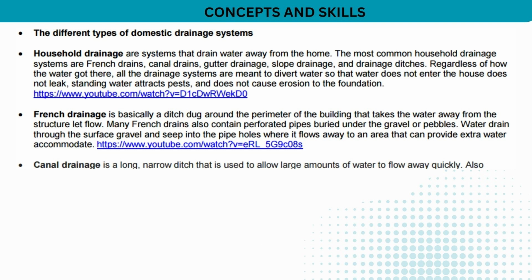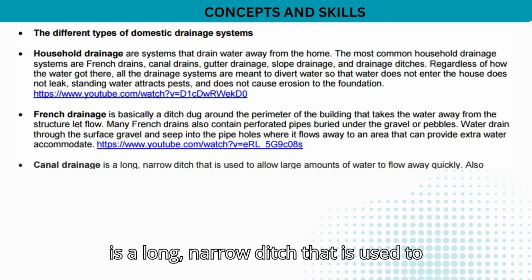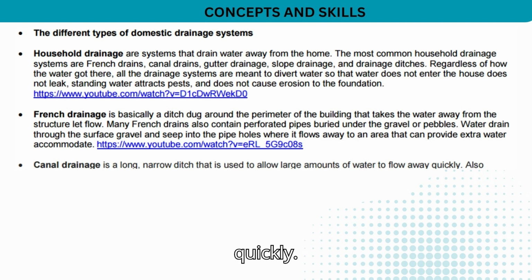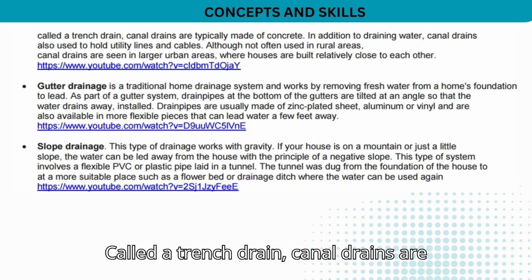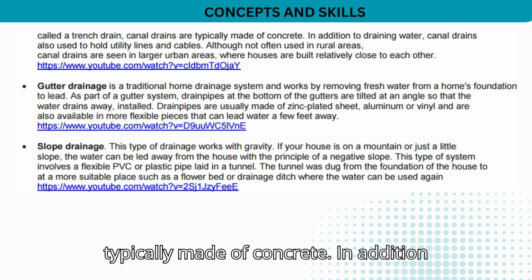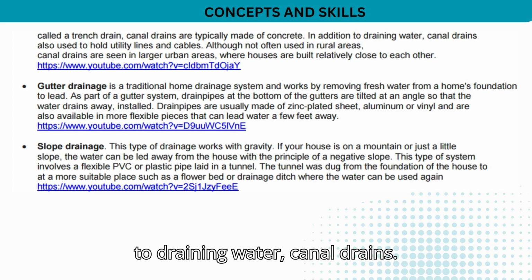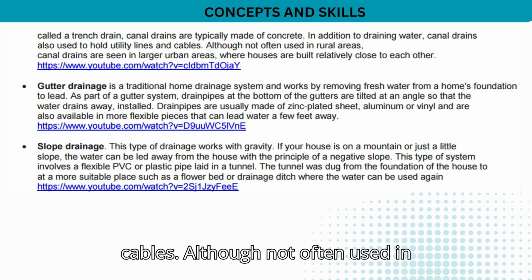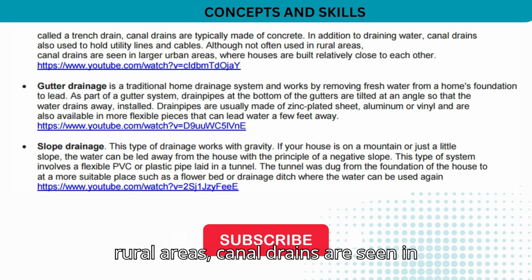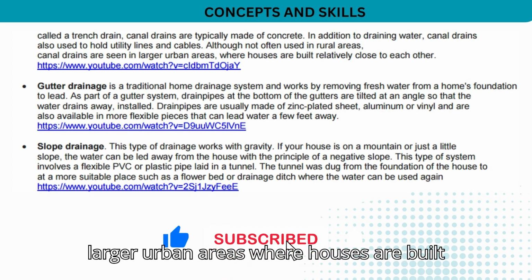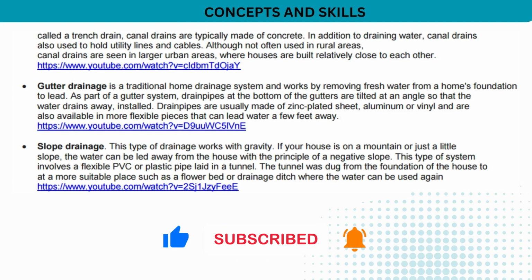Canal drainage is a long, narrow ditch that is used to allow large amounts of water to flow away quickly. Also called a trench drain, canal drains are typically made of concrete. In addition to draining water, canal drains are also used to hold utility lines and cables. Although not often used in rural areas, canal drains are seen in larger urban areas, where houses are built relatively close to each other.